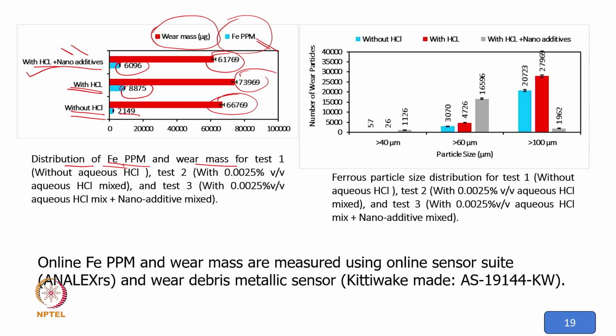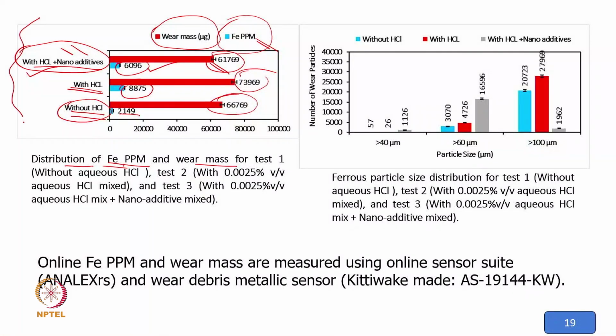Now if I compare HCl with nanoparticles against without HCl, we see Fe ppm has increased, but wear mass has come down. That means there is a change in the particle size also. So we really need to see the response. This indicates very clearly that not only Fe ppm or wear mass, we also need to see the size. For that purpose we use another sensor, a wear mass online sensor suite, and we are using a debris metallic sensor in our lab.